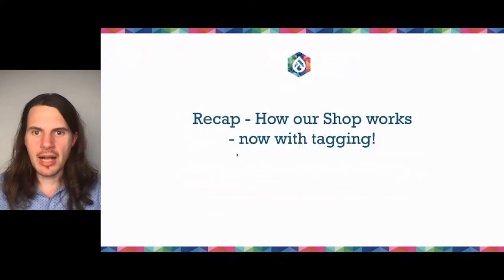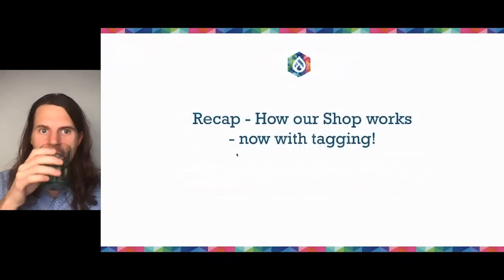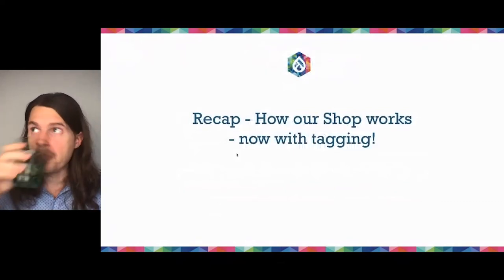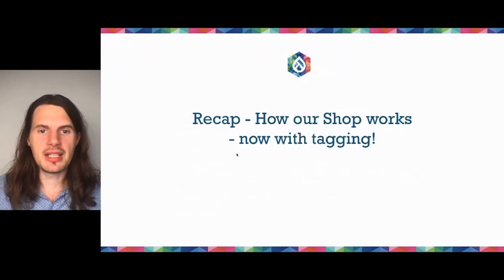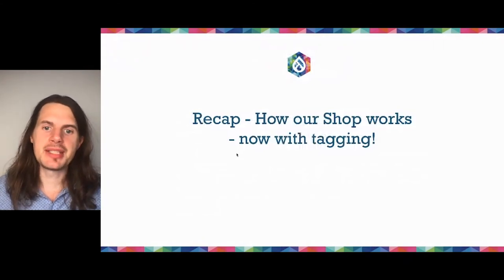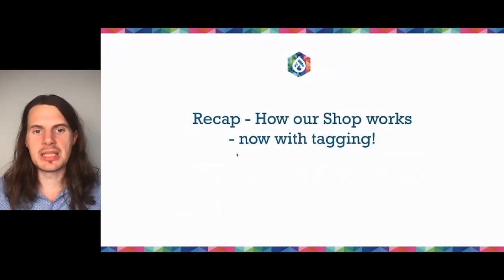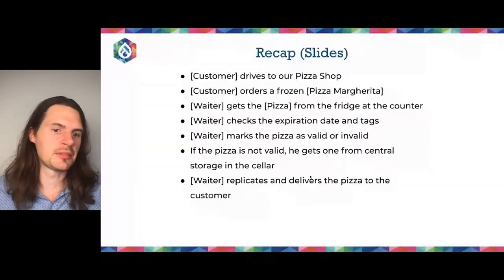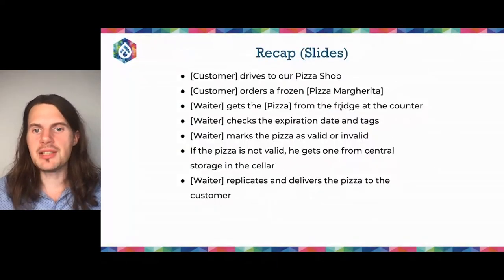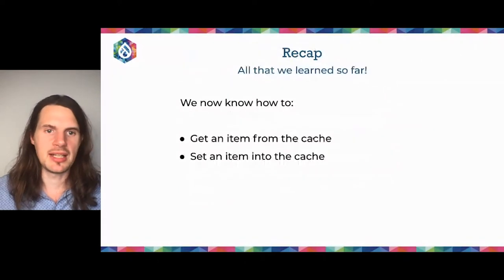So how does our shop work with tagging? The customer drives to our pizza shop, he orders a frozen pizza margarita, he gets a pizza from a fridge at the counter, and then he checks the expiration date and the tags. Then he marks the pizza as valid or invalid, and if the pizza is not valid, he gets one from central storage in the cellar, replicates the last pizza for the customer as usual. So the only thing that has really changed is that he's also checking whether the tag is valid right now.